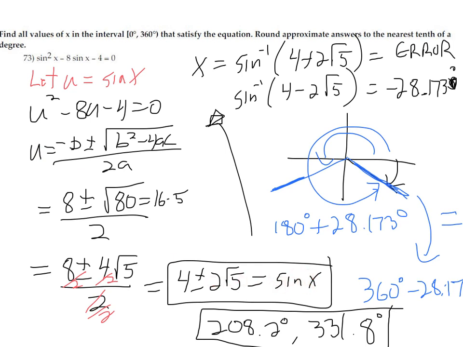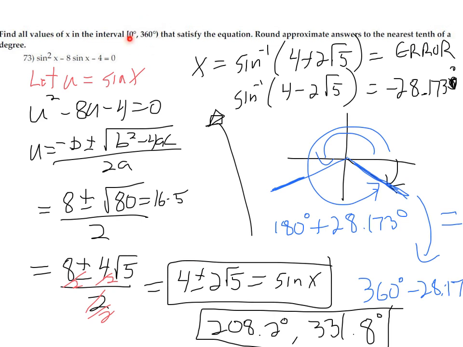So then I went to my calculator to try to find arc sine of 4 plus 2 square root of 5, and that's an error because this number is larger than 1. So that didn't give us any answers. So I went to the minus one, arc sine of 4 minus 2 square root of 5. And that gave me a number that's negative. In degree mode, that's this answer. But we were trying to solve for where sine equals this. Sine, and this is a negative number, sine is negative here and here.